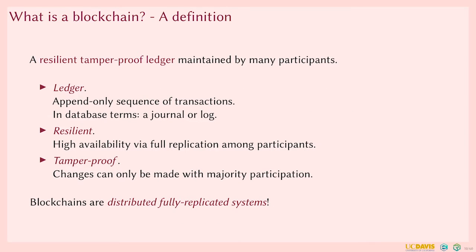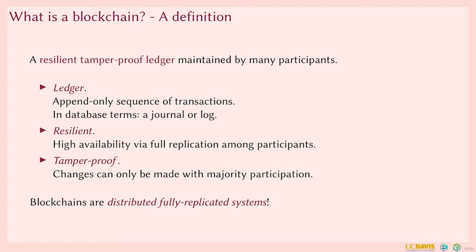So, abstracting a little bit away from the setting of the Bitcoin blockchain, we can ask ourselves again, what is a blockchain? In its basic form, it's just a resilient and tamper-proof ledger that's maintained by many participants. The ledger is just an append-only sequence of transactions, and in database terms we call that a journal or a log, depending on the setting. The resilience points at high availability: there's full replication of this blockchain among all participants, and if a few participants fail, we still have access to the blockchain.